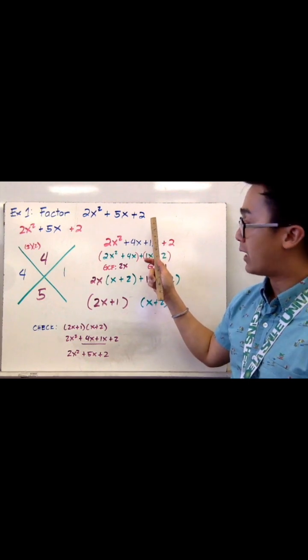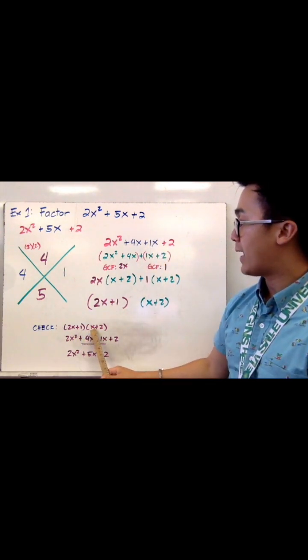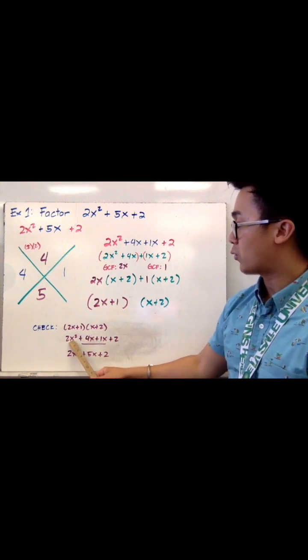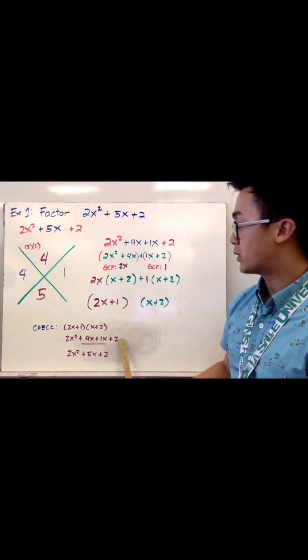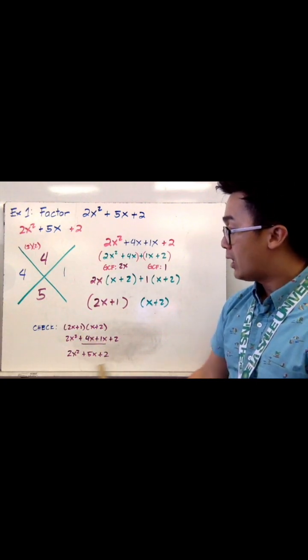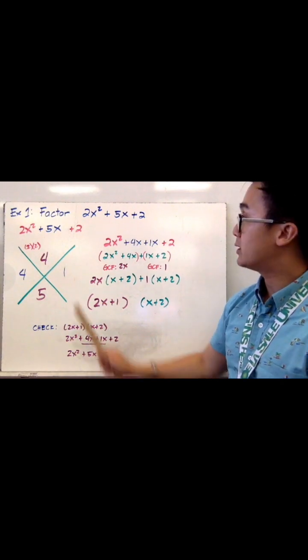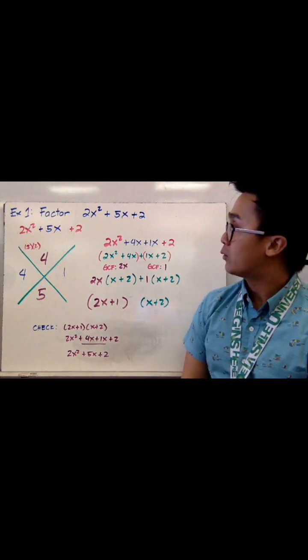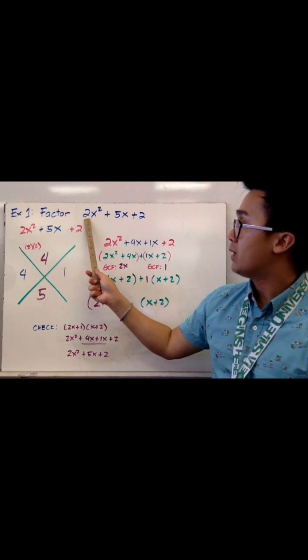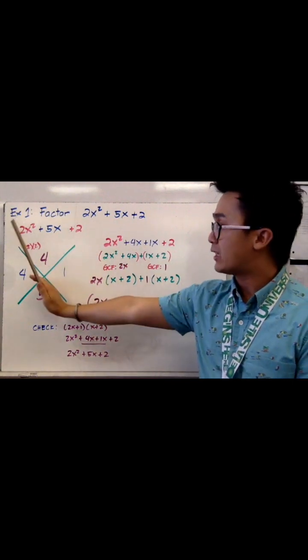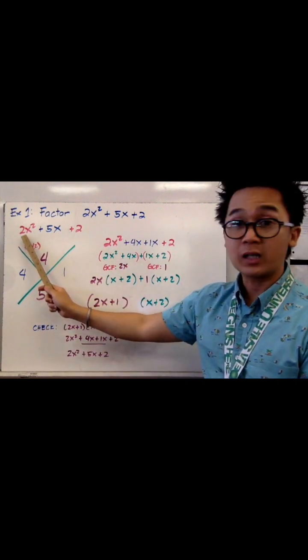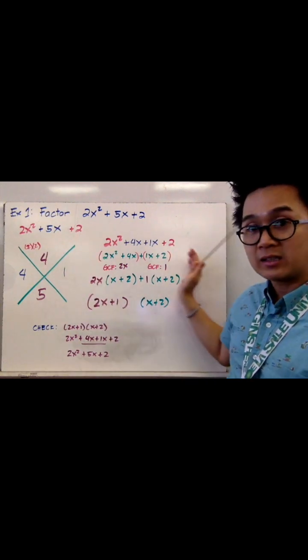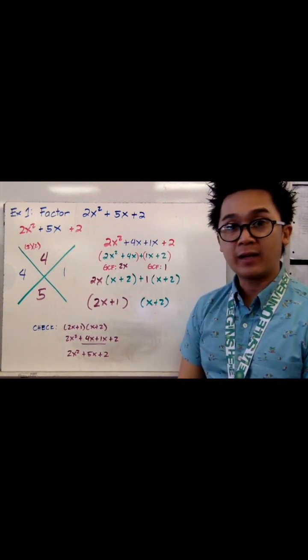We know that we did it right because if we FOIL out 2x plus 1 and x plus 2, 2x times x is 2x squared, 2x times 2 is 4x, 1 times x is 1x, and 1 times 2 is 2. By simplifying it, we have 2x squared plus 5x plus 2, which is the same as the original equation. So this is how we factor quadratic equations when the leading term has a coefficient that is more than 1. We have two stages. The first stage is finding the factors of the product of the first and the last term. And then the second stage is factoring by grouping and using the GCF.